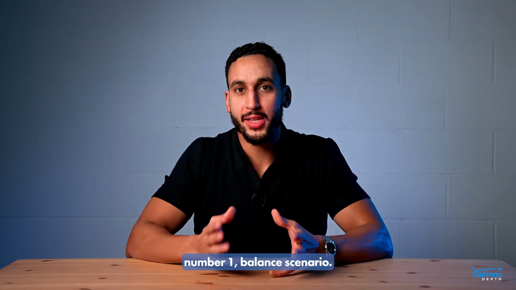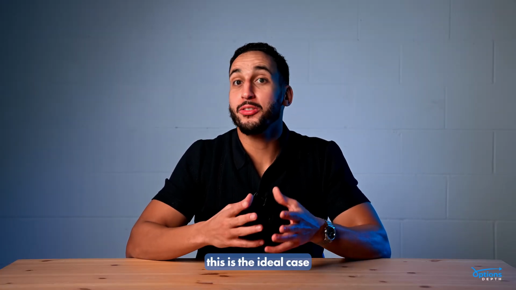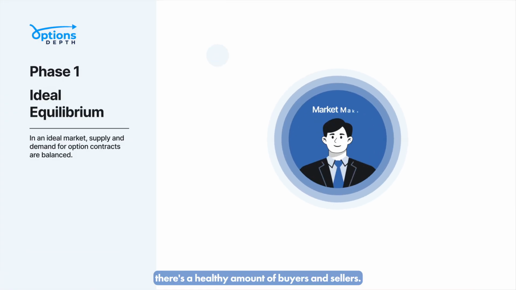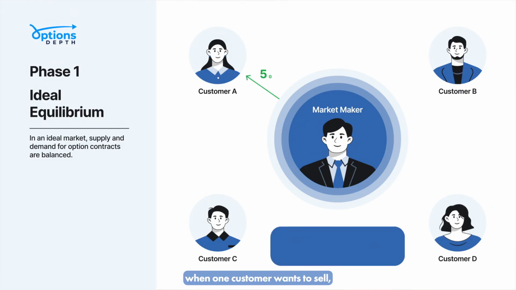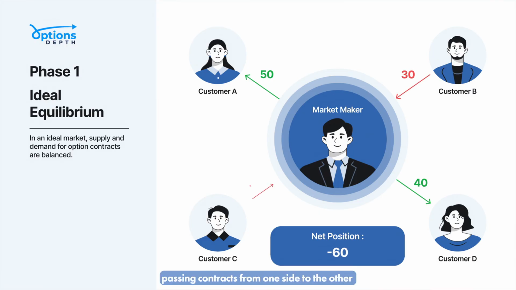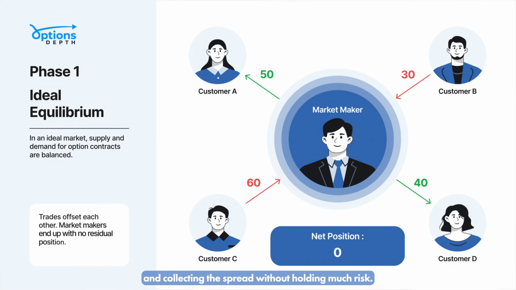Number one, balance scenario. This is the ideal case. There's a healthy amount of buyers and sellers. When one customer wants to sell, the market maker buys. Later, when another customer wants to buy, the market maker sells. They act as a middleman, passing contracts from one side to the other and collecting the spread, without holding much risk.